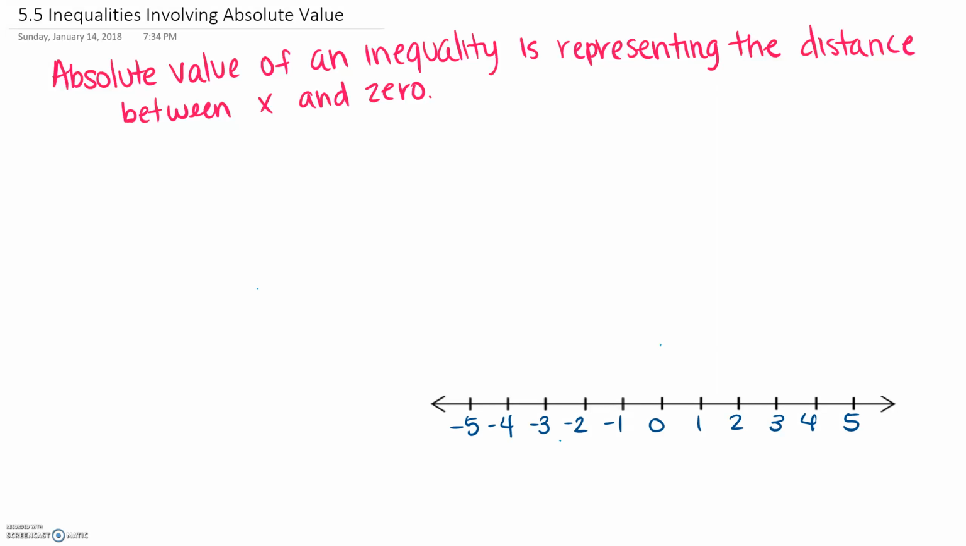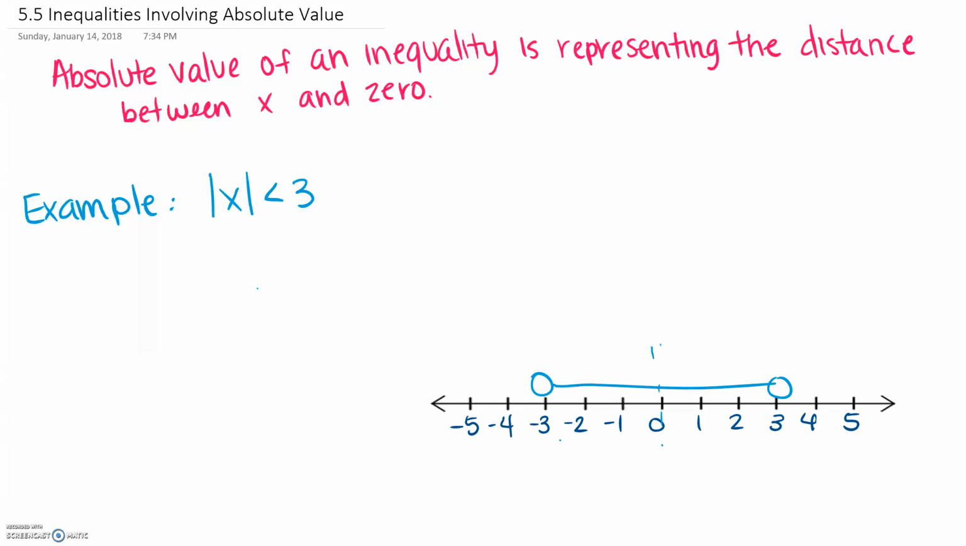So let's first look at example 1. We're going to have the absolute value of x is less than 3. So what this is telling us is that the distance between x and 0 is less than 3. So I can start at 0 on my number line and go 3 units to the right and 3 units to the left, and I know that that is going to include all values that make that true.